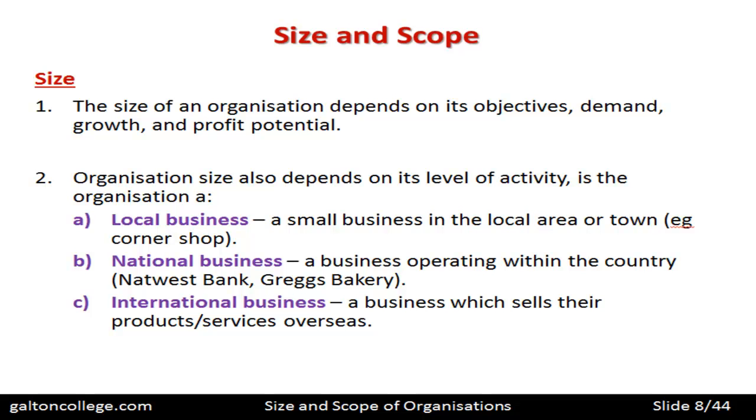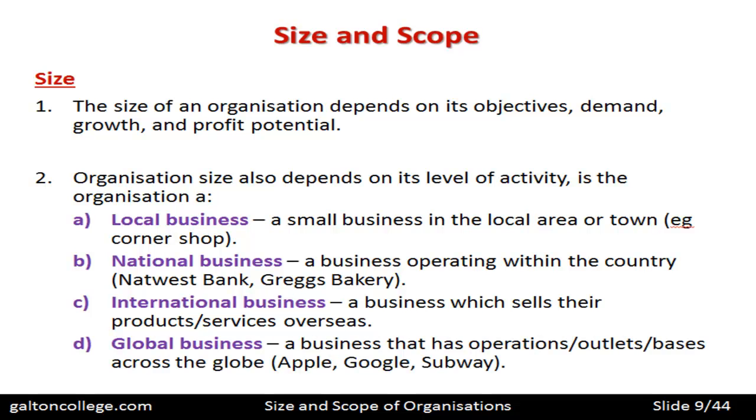Some businesses are very small, some are quite big, and some are very, very big. So there's nothing exceptional about that. We could have a global business, a business that has operations and outlets based across the globe. Many of the big names, McDonald's, Subway, Apple, Microsoft, many of those operate globally. They operate in all countries.